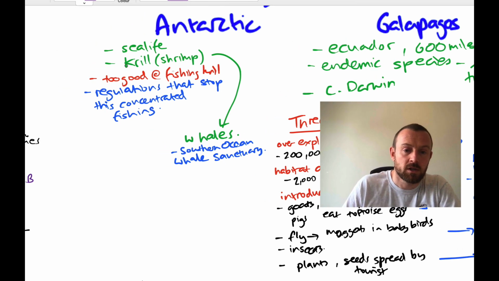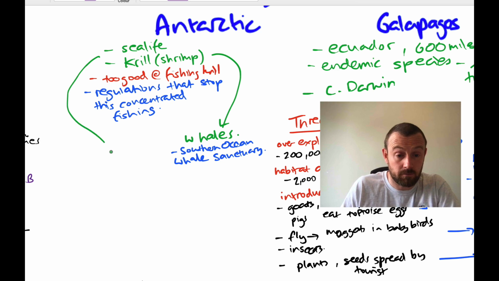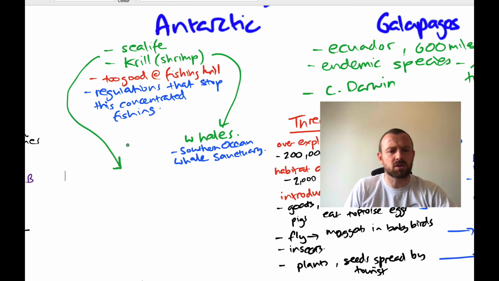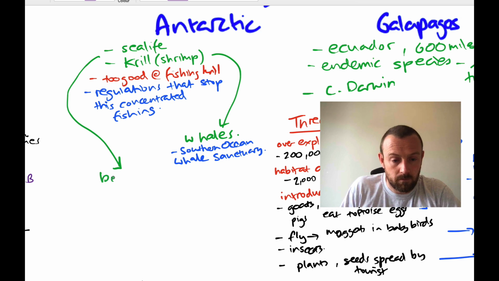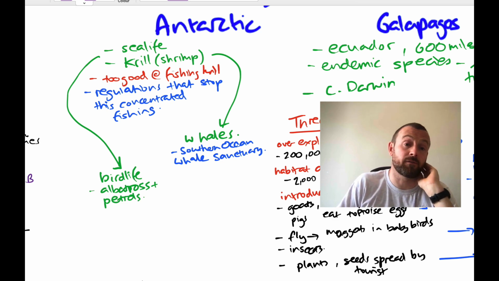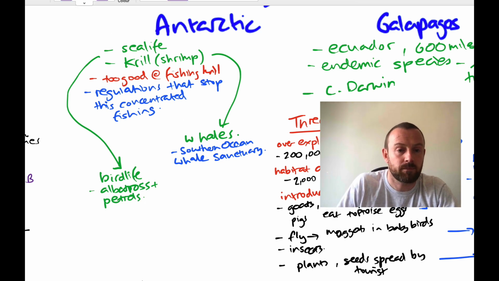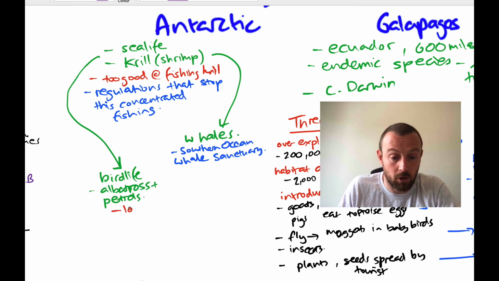We've also got bird life on Antarctica and on some of the islands off the coast. And this is things like albatross and petrels. These are seabirds that feed off squid and stuff like that in the sea. And the major threat to them, the red here, is longline fishing.